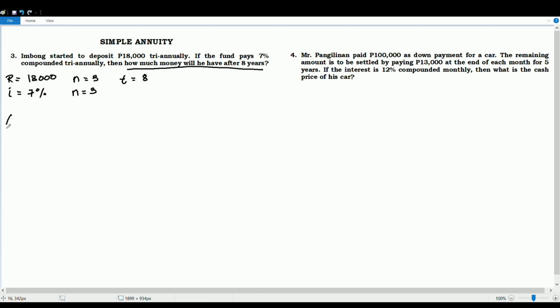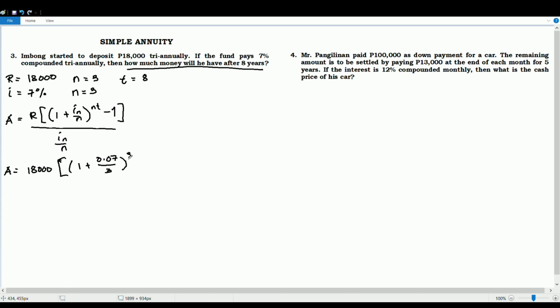So our formula is A equal to R times 1 plus i subscript n over n raised to nt minus 1 over i subscript n over n. So our regular payment is 18,000 to be multiplied by 1 plus 0.07 over 3 raised to 3 times 8 minus 1 over 0.07 over 3.